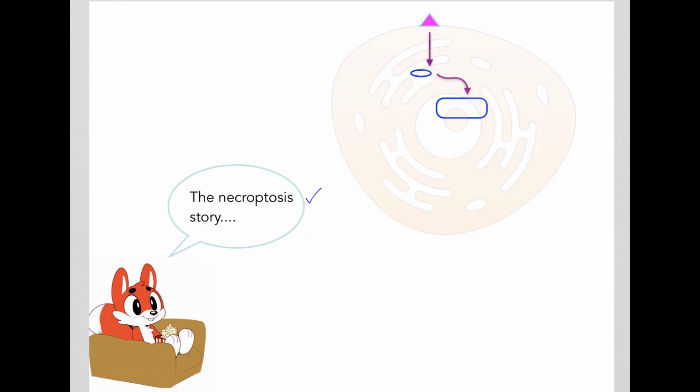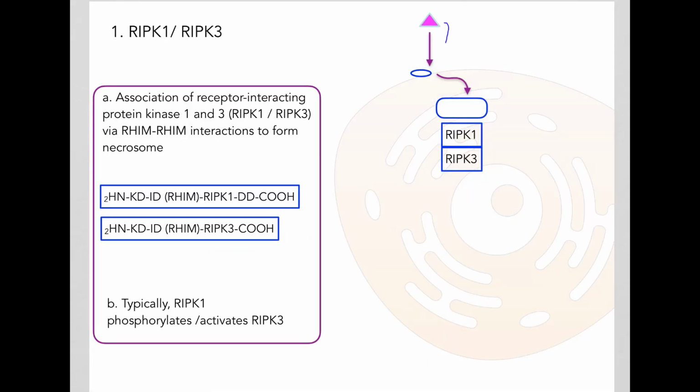What happens in necroptosis? So we saw this part, the ligand binding to receptor, and then the recruitment of various proteins. We saw this in many different pathways that we discussed in previous videos. This causes the recruitment of RIPK1 and RIPK3, receptor interacting protein kinase 1 and 3. And RIPK1 and RIPK3 have domains called the RHIM domains, so they will interact through the RHIM domains to give you these RIPK1 and RIPK3 proteins bound to the receptor.